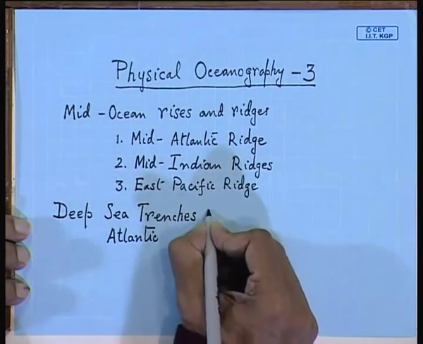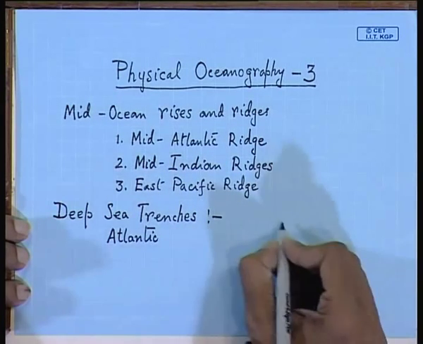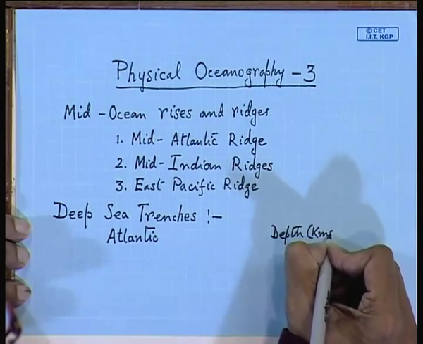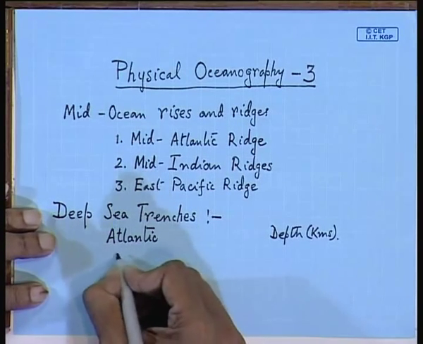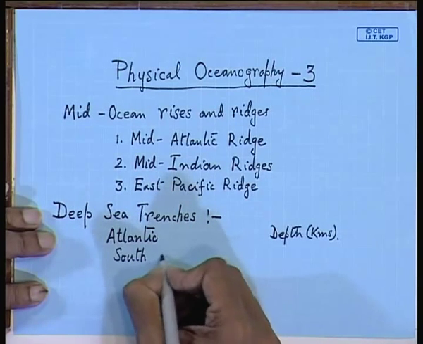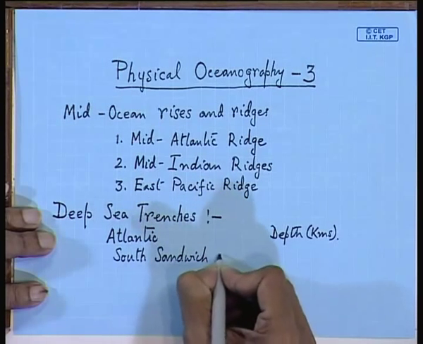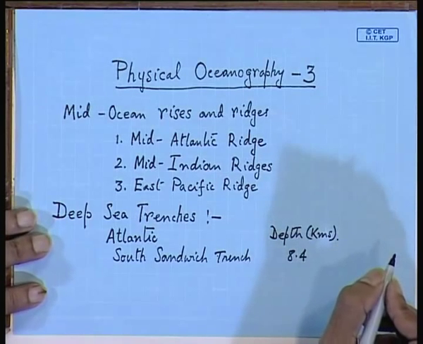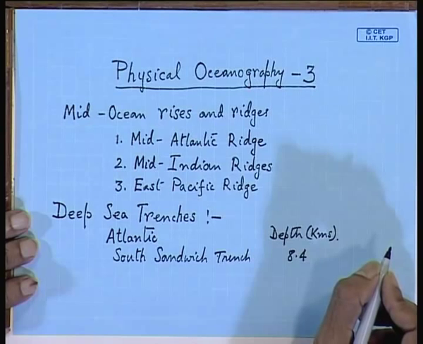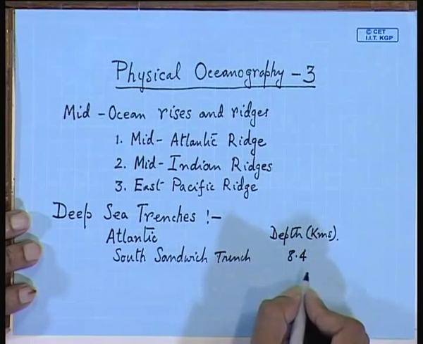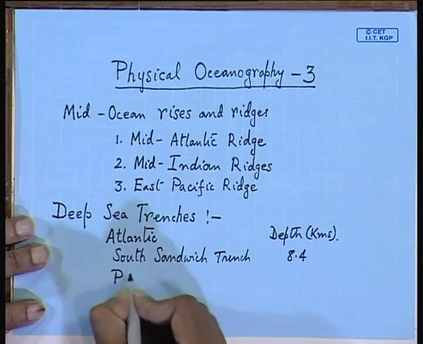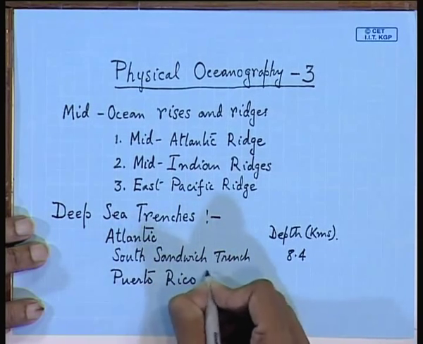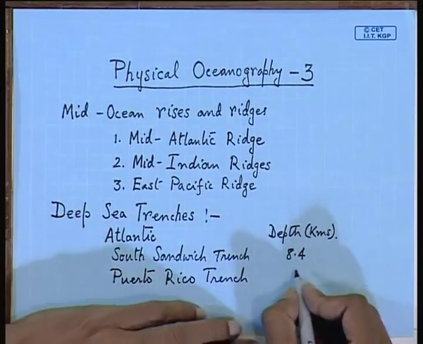So in the Atlantic you have the South Sandwich Trench. Depth, you write in kilometers. So depth is 8.4. That means your water and mud will be circulating in this trench. So the South Sandwich Trench is 8.4 kilometers. Next is the Puerto Rico Trench. So this is 9.2.